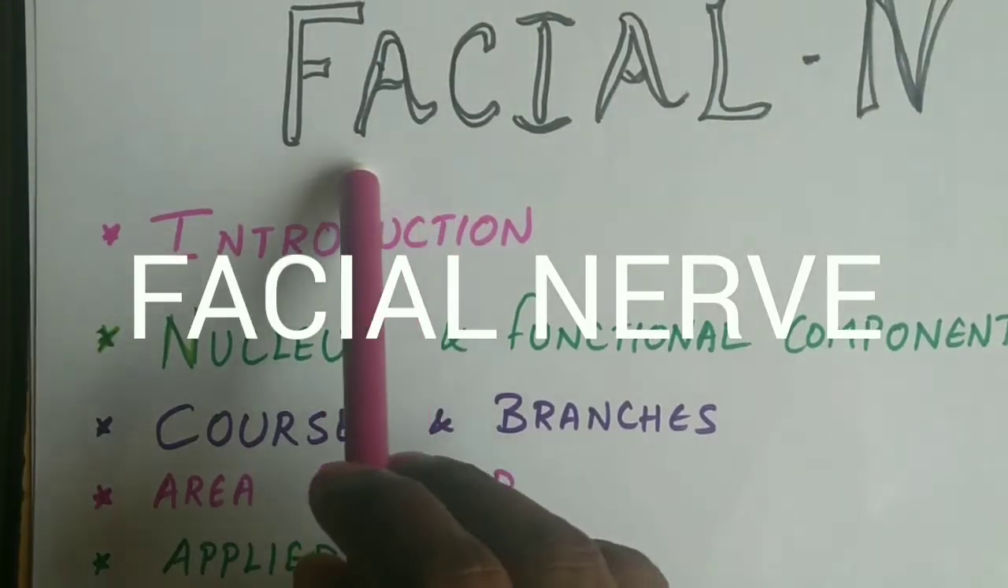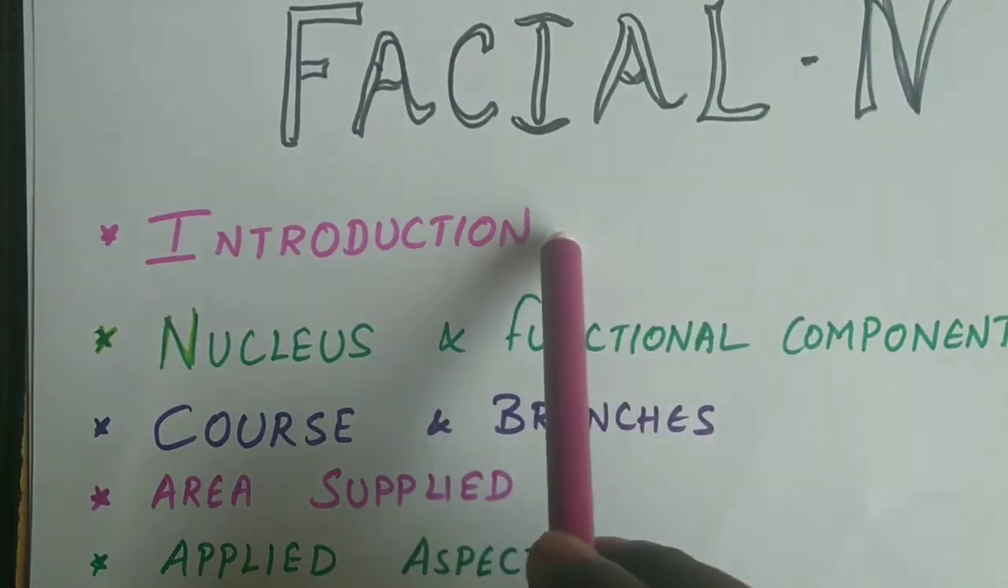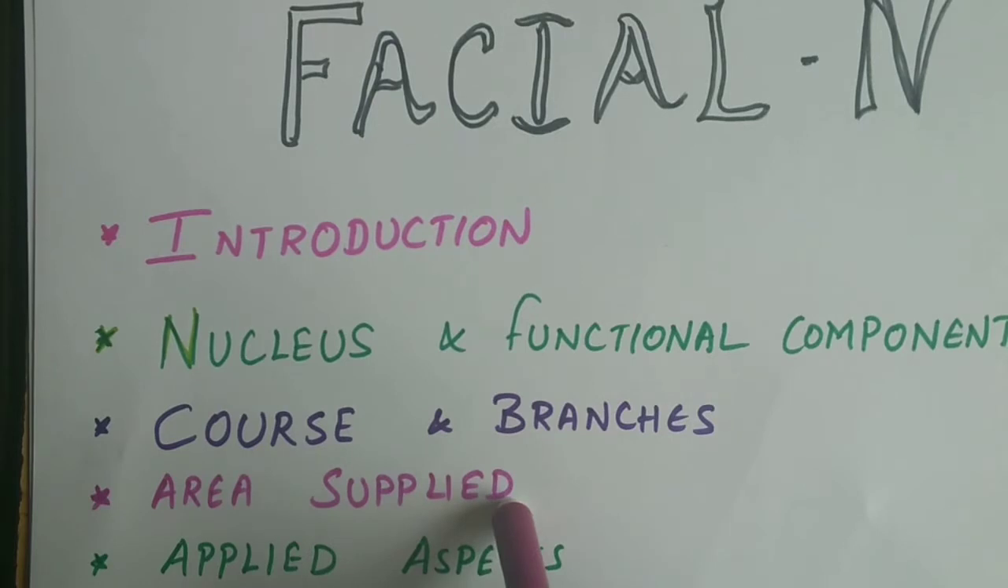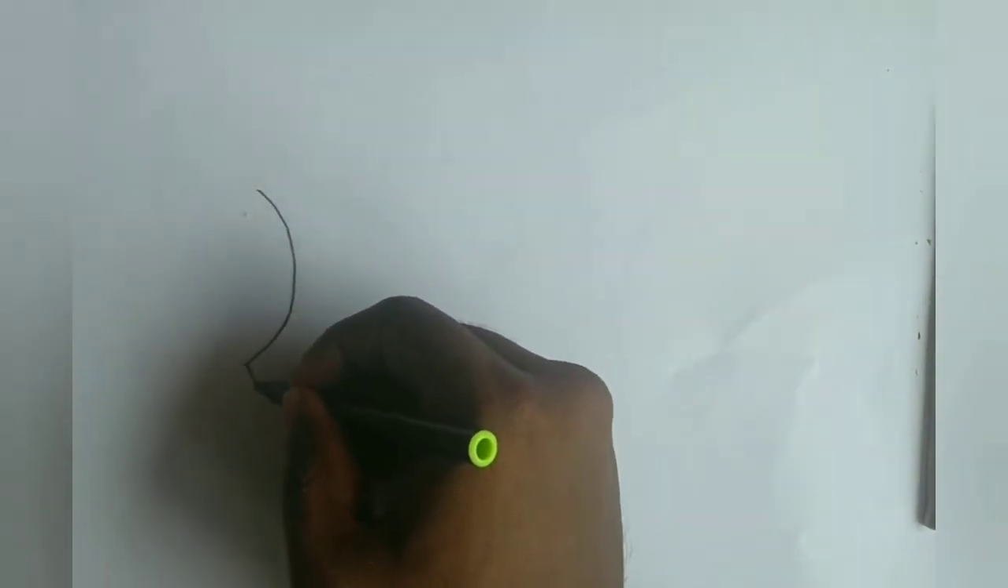Good morning. Today let us study about the facial nerve. Facial nerve can be discussed under the following headings: the introduction, nucleus and functional component, course and branches, and applied aspects. Coming to the introduction, the facial nerve is the seventh cranial nerve.